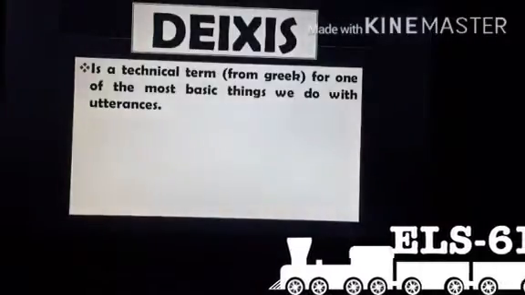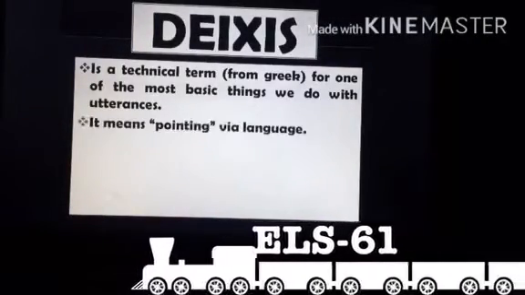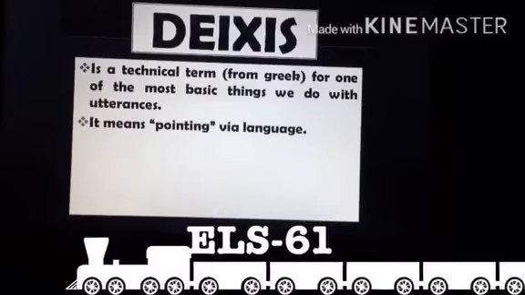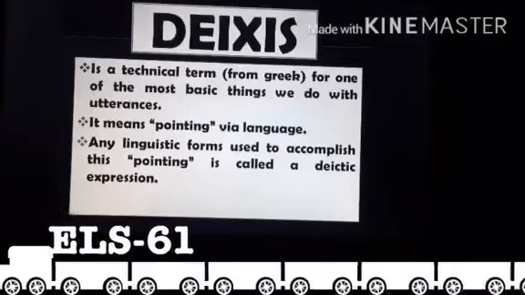First, we will define deixis. Deixis is a technical term from Greek for one of the most basic things we do with utterances. It means pointing via language. Any linguistic form used to accomplish this pointing is called a deictic expression.